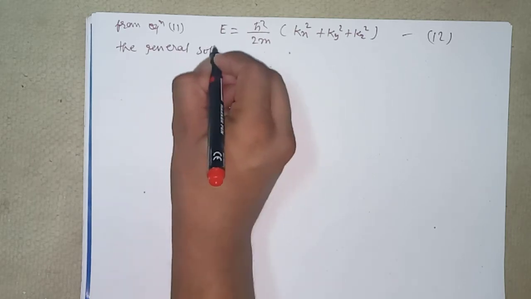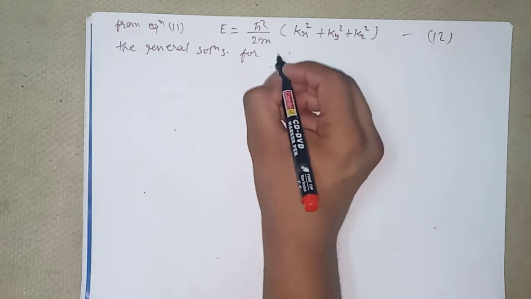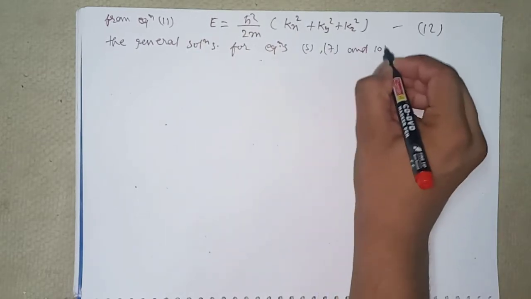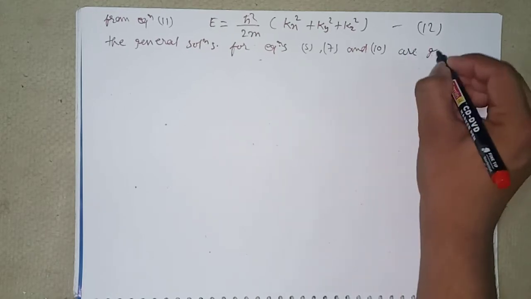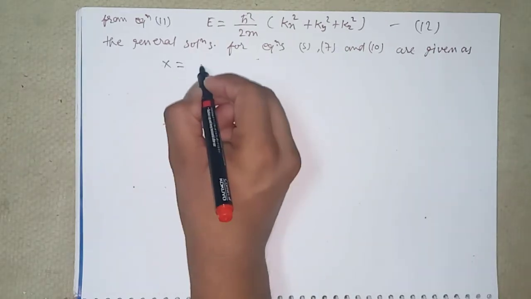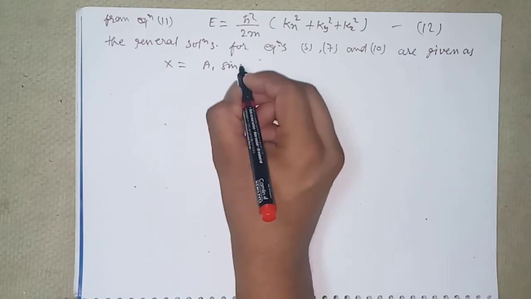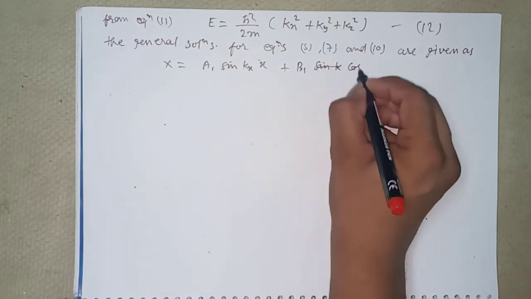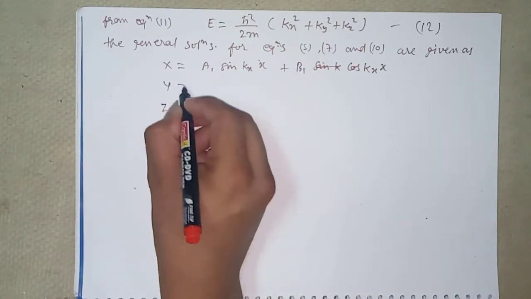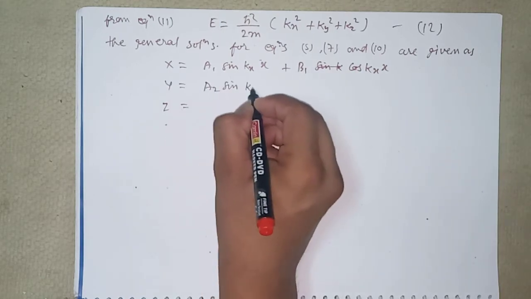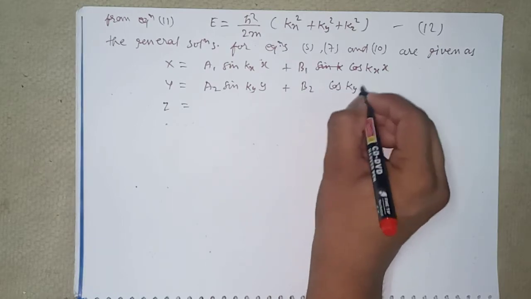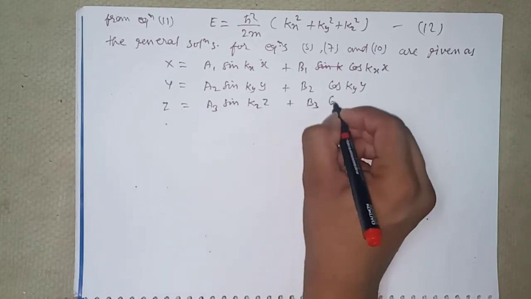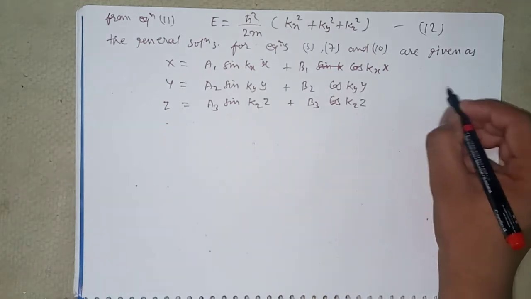The general solutions for equations 5, 7 and 10 are given as X is equal to a1 sin kx x plus b1 cos kx x, Y is equal to a2 sin ky y plus b2 cos ky y, Z is equal to a3 sin kz z plus b3 cos kz z. Equation number 13.